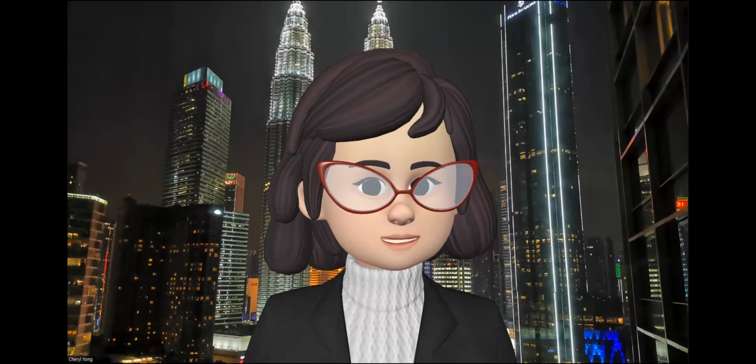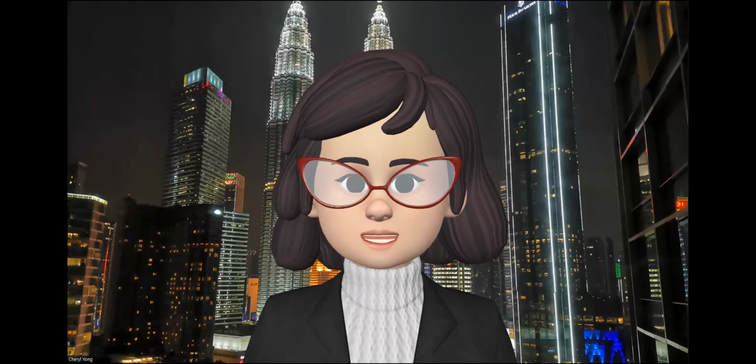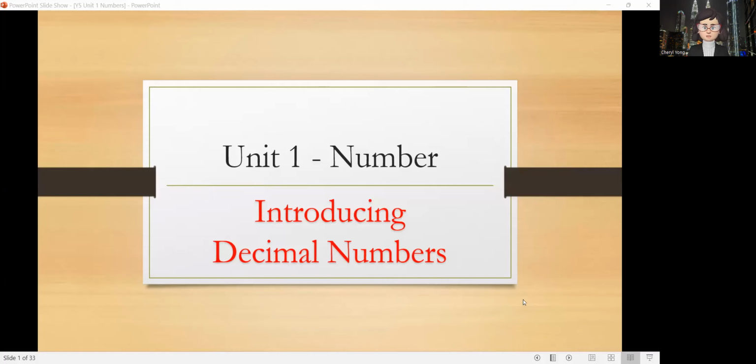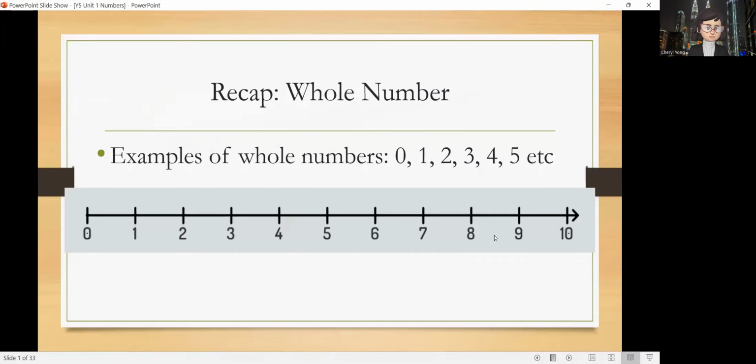Yay. So today, we're gonna learn about, ta-da, decimal numbers. Before I teach decimal numbers, let's recap whole numbers. Examples of whole numbers are 0, 1, 2, 3, 4, 5, 6, up until infinity. You probably learned these numbers in kindergarten, don't you?